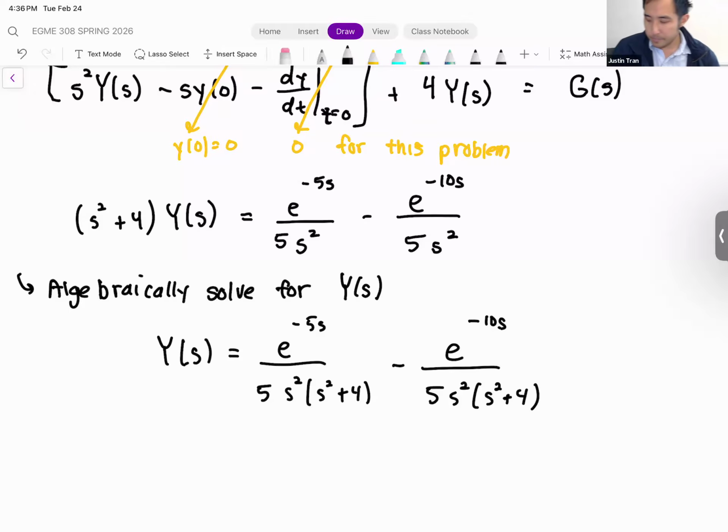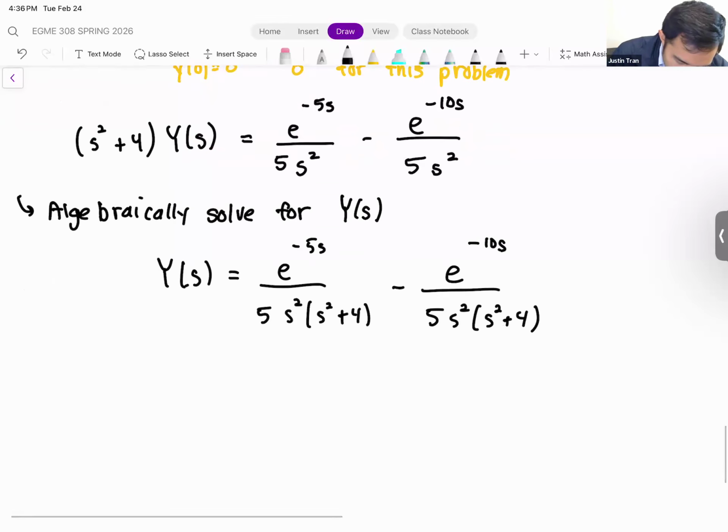Okay, good. All right, so now that we've solved for Y of s, our last step is just to invert this. But unfortunately, we don't have a table entry that looks like this function. So remember, when you're taking the inverse of things with a shift, we just ignore the shift for now, and then we apply the shift at the very end. So first, let's invert the base Laplace expression.